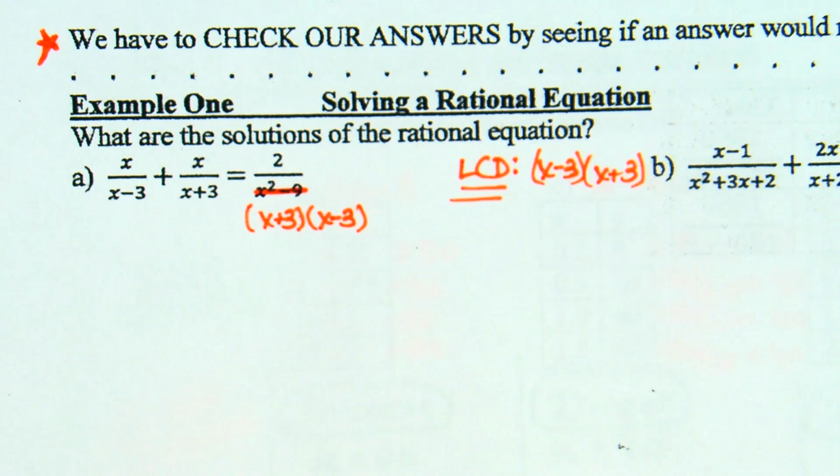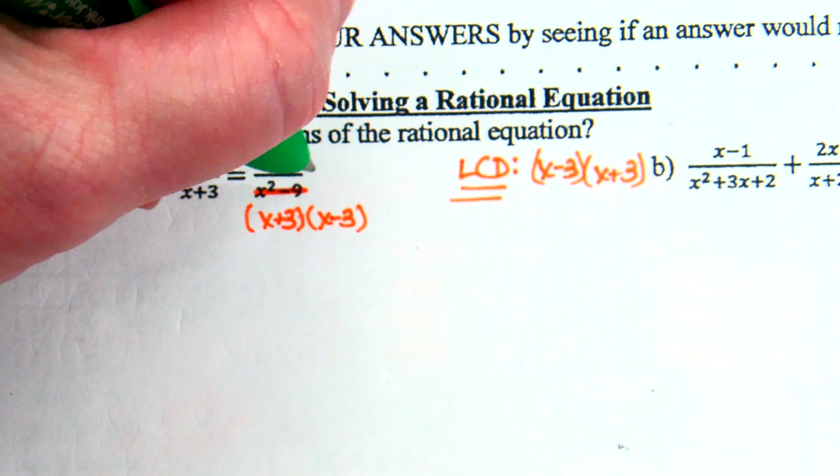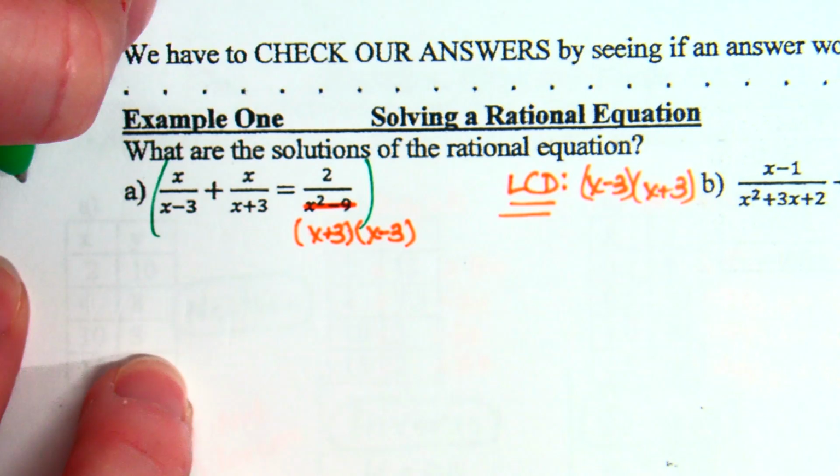So if you look back up above, what are we going to do with that common denominator? We're going to use it to clear the fraction, so we're going to multiply. So here's what I'm going to write out. We're going to take this entire equation, and we're going to multiply by x plus 3 times x minus 3.